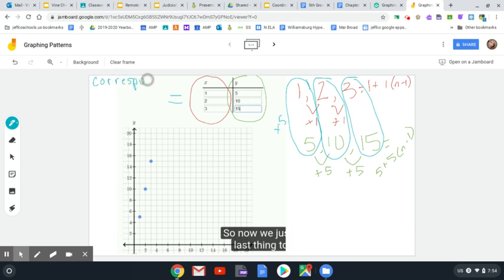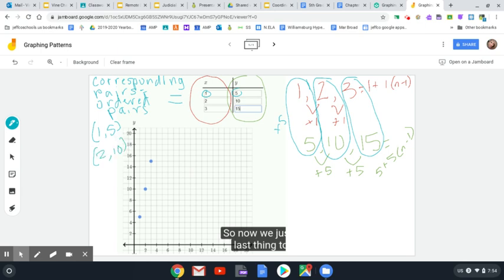Corresponding pairs equal ordered pairs. So this is a visual way to see the relationship between two different patterns. Really, my X and Y become an ordered pair. So 1, 5. And that's how we got this one down here. The next one would be 2, 10. And that's how he's graphing.